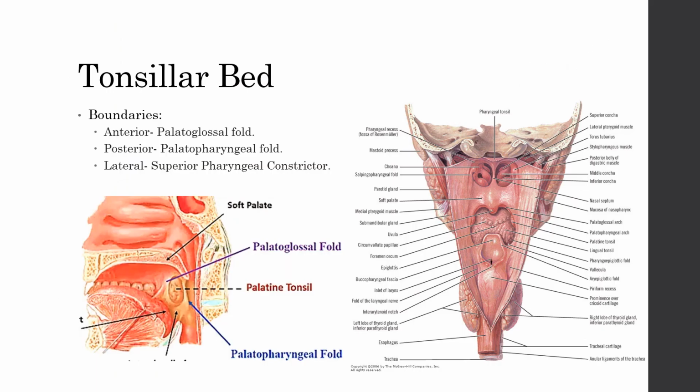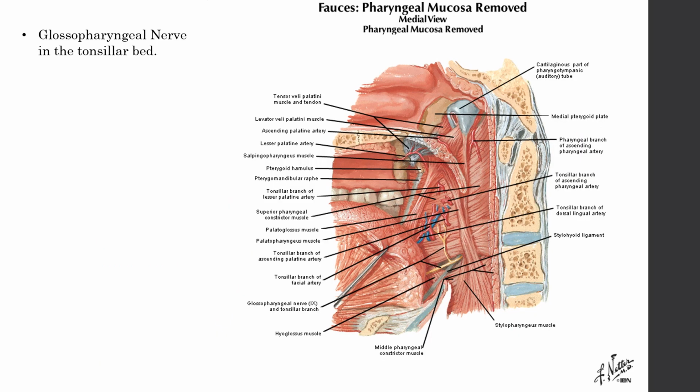This slide shows the tonsillar bed. We have already seen the tonsillar bed between the palatoglossal fold anteriorly and the palatopharyngeal fold posteriorly. If we look at the coronal section of the pharynx, here we can see the palatine tonsil, and lateral to the palatine tonsil is the superior pharyngeal constrictor. An important anatomical point to be noted is that the glossopharyngeal nerve is related to the tonsillar bed.